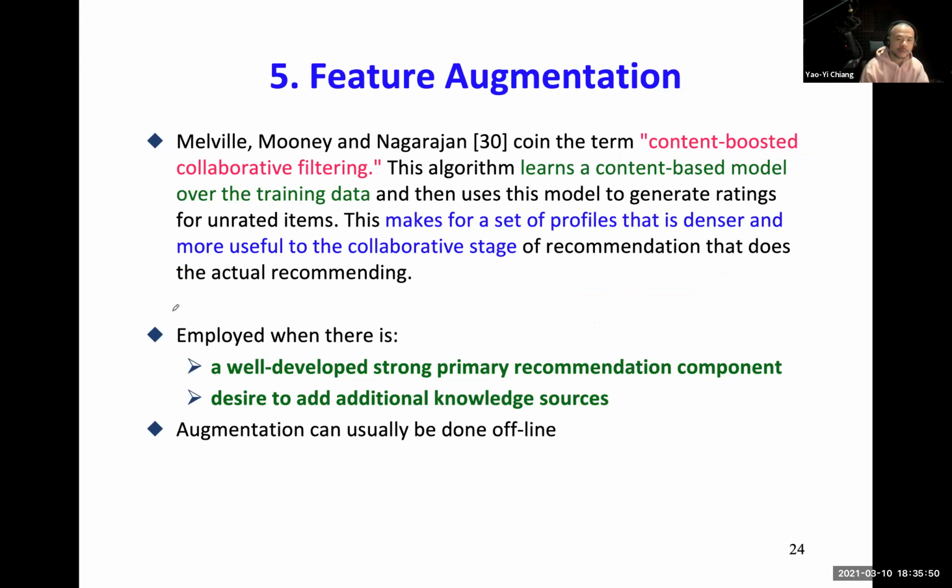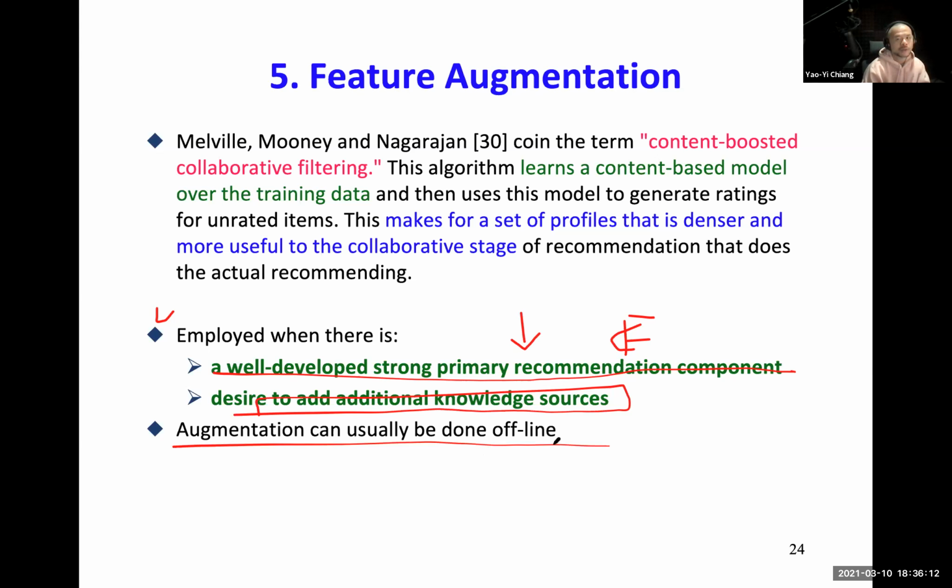So you can use this when you have a well-developed, strong primary recommendation system component. In this case, it will be the CF, and you want to add an additional knowledge source so that the input to this recommendation system would be better than just using the original raw data. And these augmentations can usually be done offline, so you will not sacrifice any online performance.